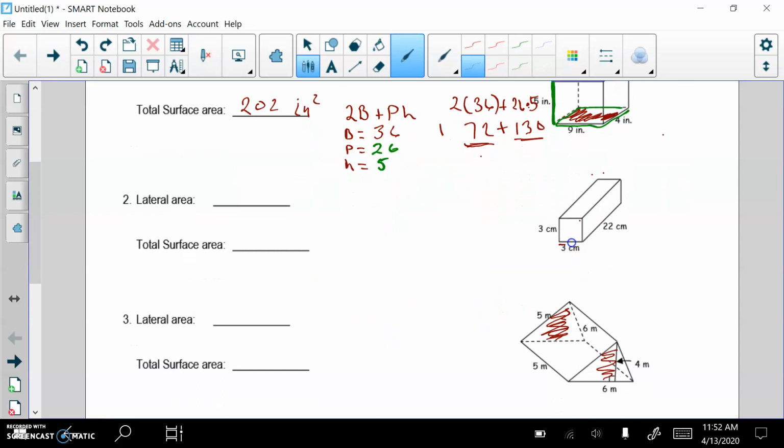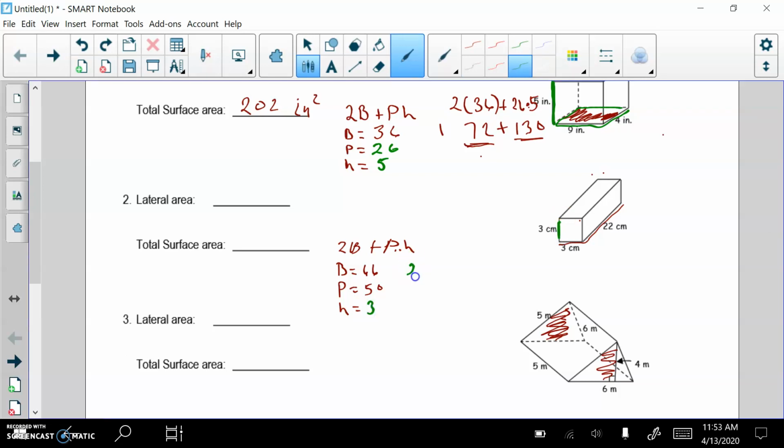Okay, let's look at the next rectangular prism. The base is 3 by 22. So once again, 2 big B plus P times H. Big B is equal to 3 times 22, which is 66. The perimeter of the base is 22 plus 3, which is 25. And I've got two of those, so that's 50. And then the height of the prism is the line that attaches the two bases. So the height is 3.